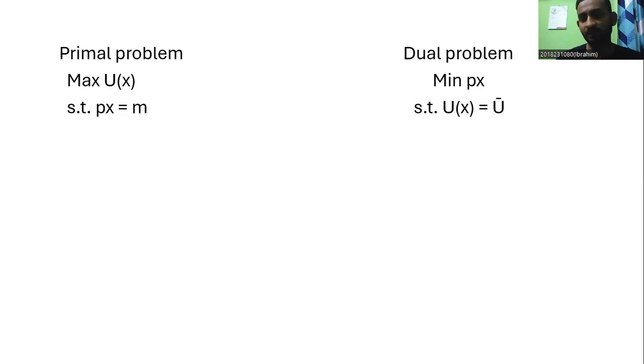We need to maximize utility within that subject to constraint. However, the dual problem is the minimization of the budget. So our budget is price times quantity, that is Px. So this is the minimization problem, whereas the subject to constraint is given utility, which is U bar.